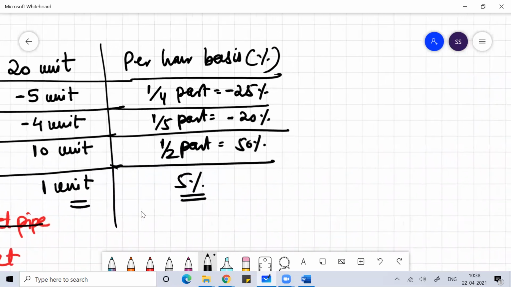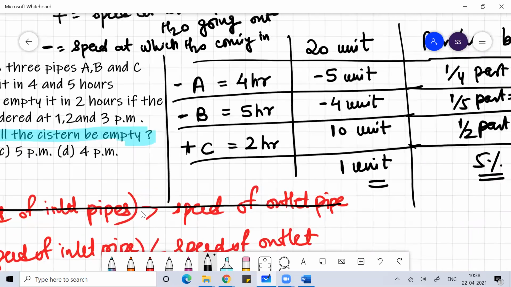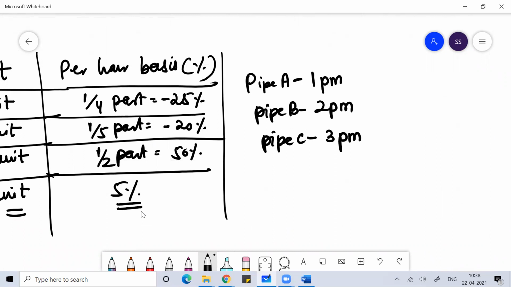Pipe A is opened at 1 p.m. Pipe B is opened at 2 p.m. Pipe C is opened at 3 p.m. When you're opening them, you're not opening all of them together. You're opening them at different time intervals. Pipe A at 1 p.m., pipe B at 2 p.m., and pipe C at 3 p.m. I hope you're understanding.